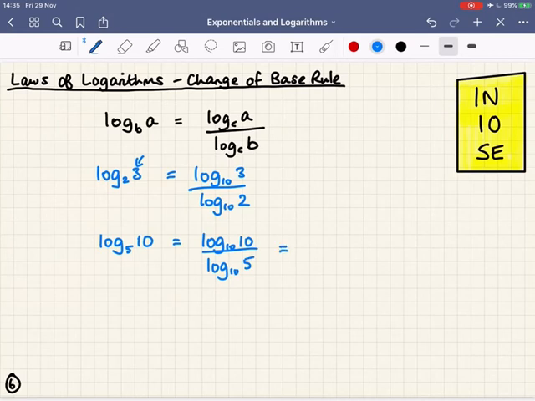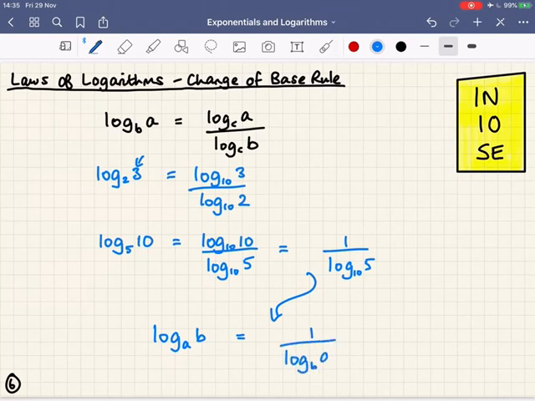And I hope you can see that log to base 10 of 10 is going to be 1, because 10 to the power of 1 is 10. So I end up with 1 over log base 10 of 5, which gives us another interesting result that we can just put down here, that if I have log to base a of b, that can be rewritten, if required, as 1 over log to base b of a. That may be useful in the expression or the problem that I'm working with.